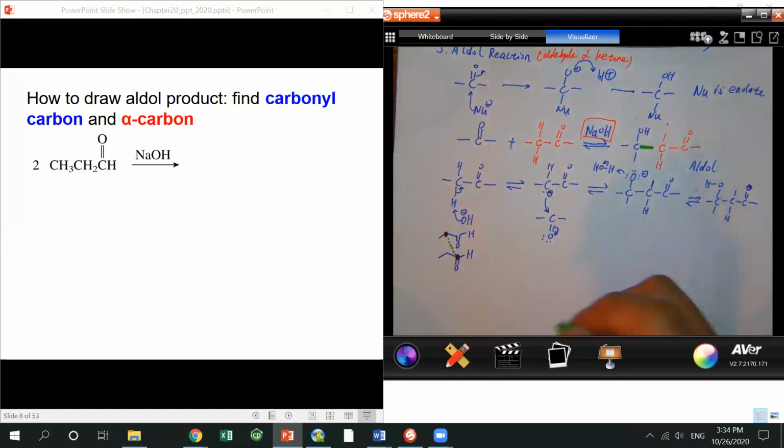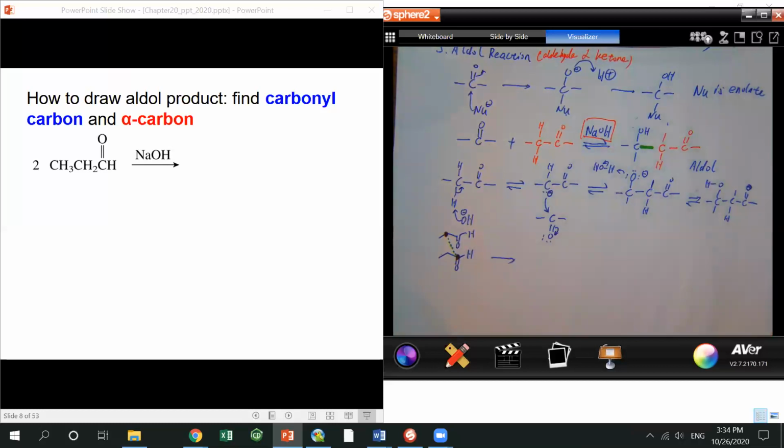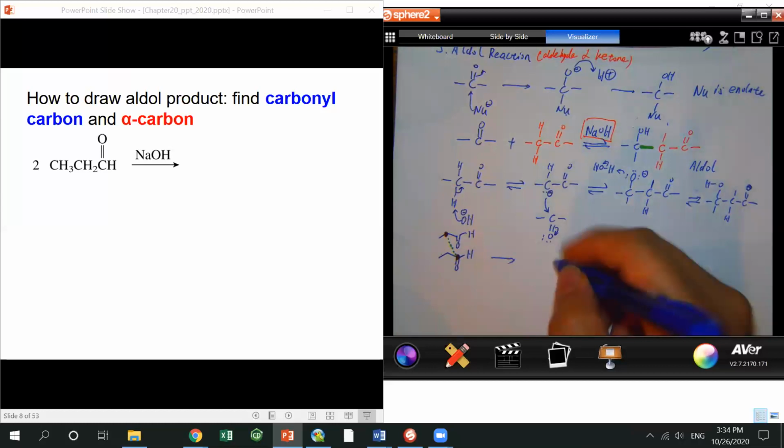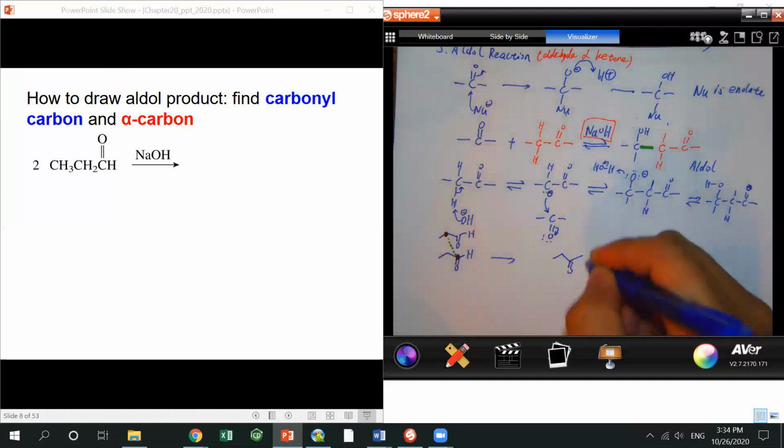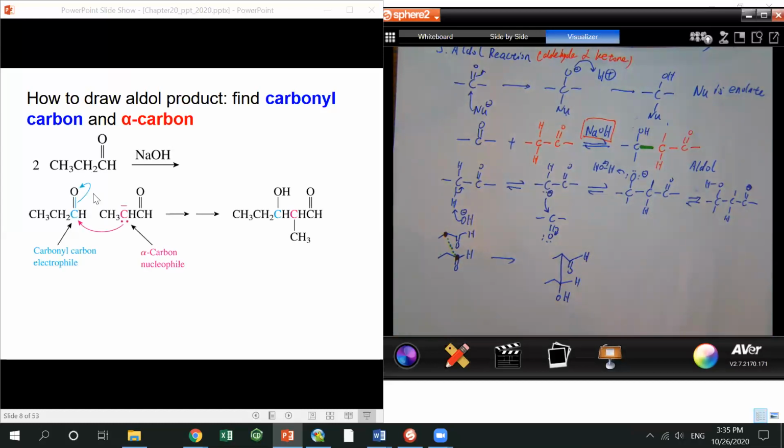The aldehyde contributes the carbonyl carbon, so that becomes an alcohol. At the very beginning you don't need to draw the pretty one. You can draw a pretty ugly one, that's fine, as long as you know what's going on. Just draw the bond between these two, and this carbonyl carbon becomes an OH group. So that's the final product. That's how you draw the Aldol product.